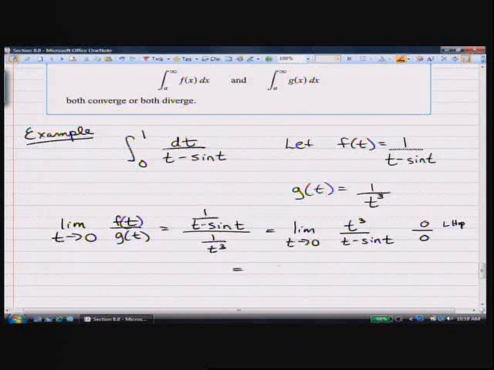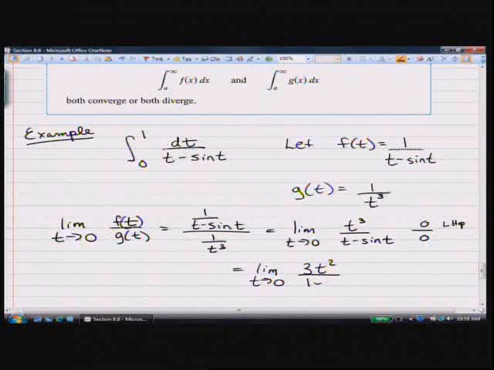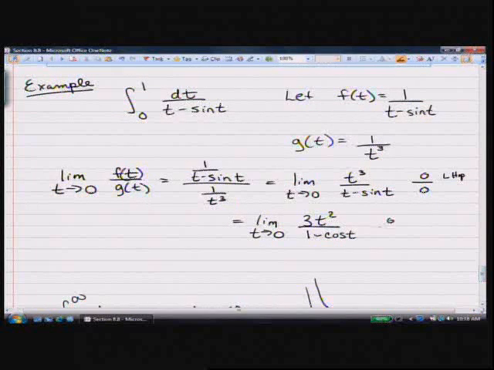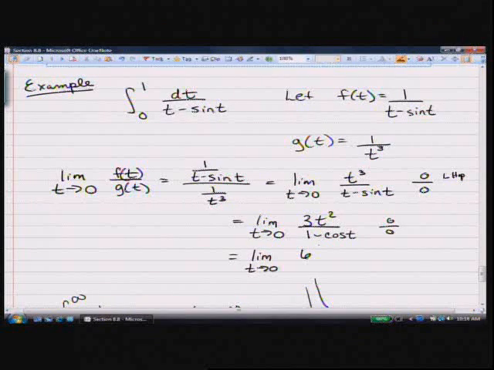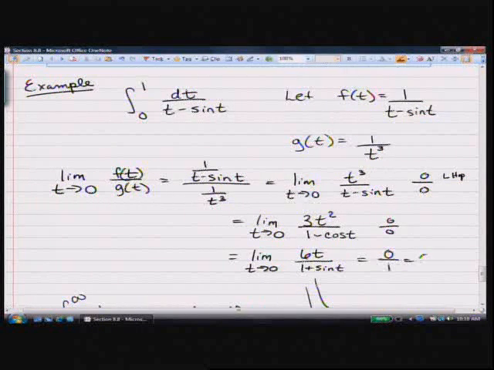And we'll have to do it several times. This is going to be 3t squared over 1, and then the derivative of the sine is cosine. So this is going to be minus cosine of t, and that's still 0 over 0. So we'll do it again. The limit as t goes to 0, this is going to be 6t over 1 plus the sine of t, which is going to be 0 over 1, or 0.